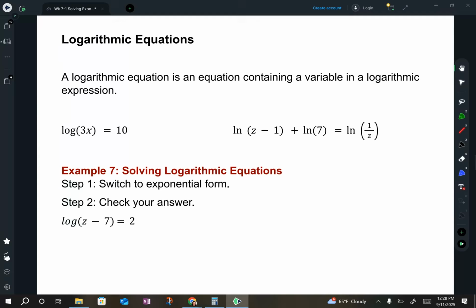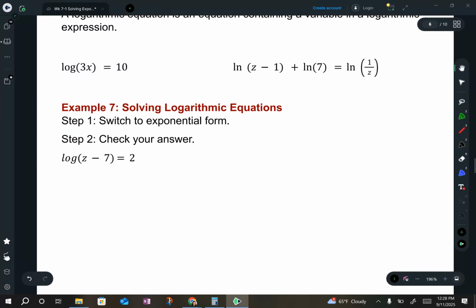You're going to have to use a lot of information you know about logs, properties of logs, to solve these. The first method we're going to use is just switching it to exponential form and then, of course, checking our answers. So here we have log of z minus 7 equals 2.